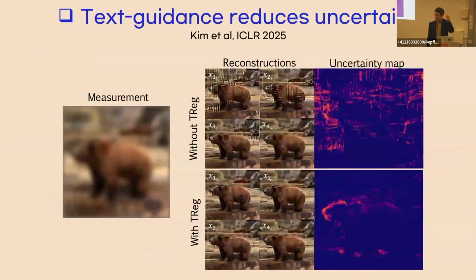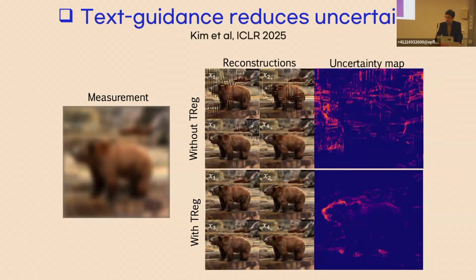And this actually has a very important role in reducing the uncertainty. For example, here, this is a measurement. You can easily see this is a bear, right? But without imposing any kind of bear guidance, if we just apply the diffusion model for the deblurring problem, this is the reconstruction. It actually has the same measurement if you do blurring. But as you can see here, some of the backgrounds look very weird, right? And if you do the pixel by pixel uncertainty, you can see a lot of uncertainty in the background as well.